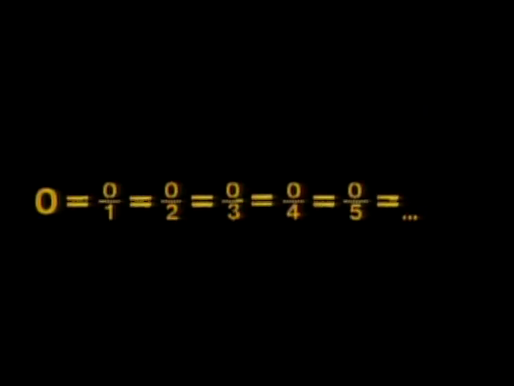We were especially interested in two of these families. There's the one in which numerator and denominator are the same. Every member of this family equals 1. And there's the family in which the numerator is 0. All of these equal 0.